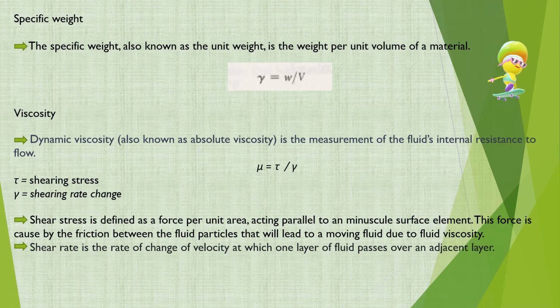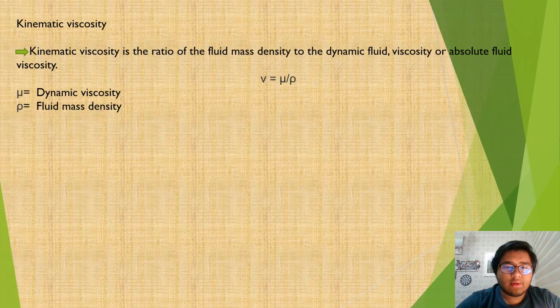Next, shear rate is the rate of change of velocity at which one layer of fluid passes over an adjacent layer. There are two types of viscosity. First is dynamic viscosity, which I have discussed just now. The second one is kinematic viscosity. Kinematic viscosity is the ratio of the dynamic or absolute fluid viscosity to the fluid mass density.